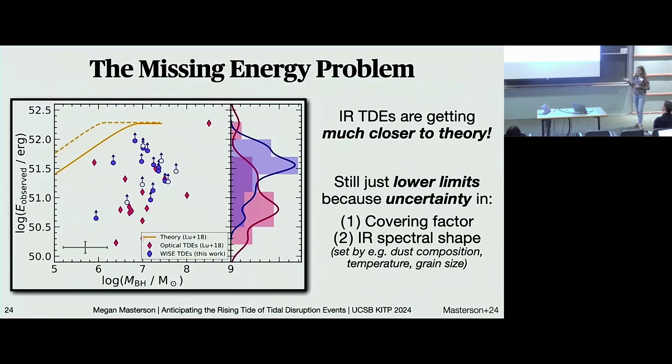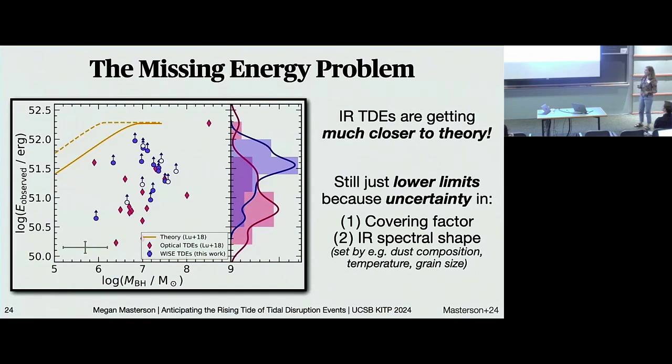However, there are some caveats with this. You see that I plotted all of these with little error bars or upper limits or lower limits here. That's because there's a significant uncertainty in what we're doing with WISE alone. WISE provides you with two photometric data points, so you can fit a black body, but you can't learn much more about the dust spectral shape. And that's really important when you want to talk about energetics.